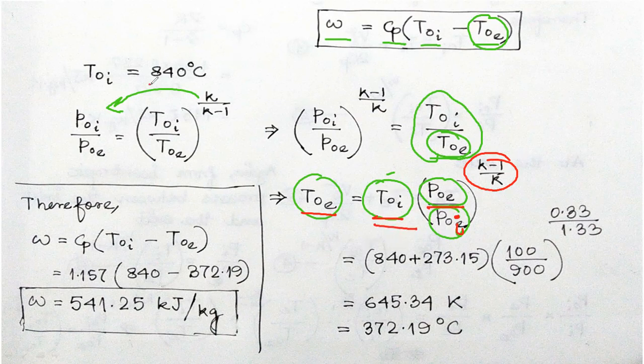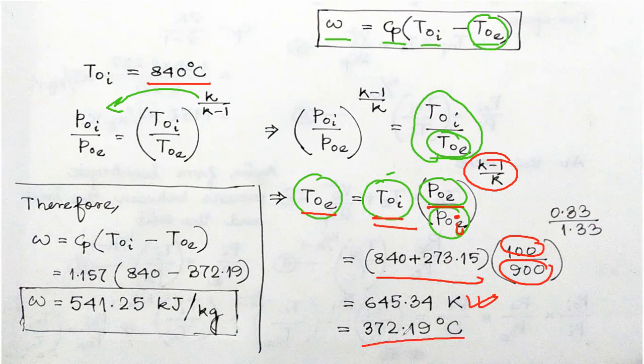T0i is 840 degrees centigrade. We have to use Kelvin because this comes from the ideal gas relation, and P0e is 100 kilopascal, P0i is 0.9 megapascal, that is 900 kilopascal, k is 1.33, so 0.33 divided by 1.33. The value in Kelvin is 645.34 Kelvin, and in degree centigrade it is 372.19.